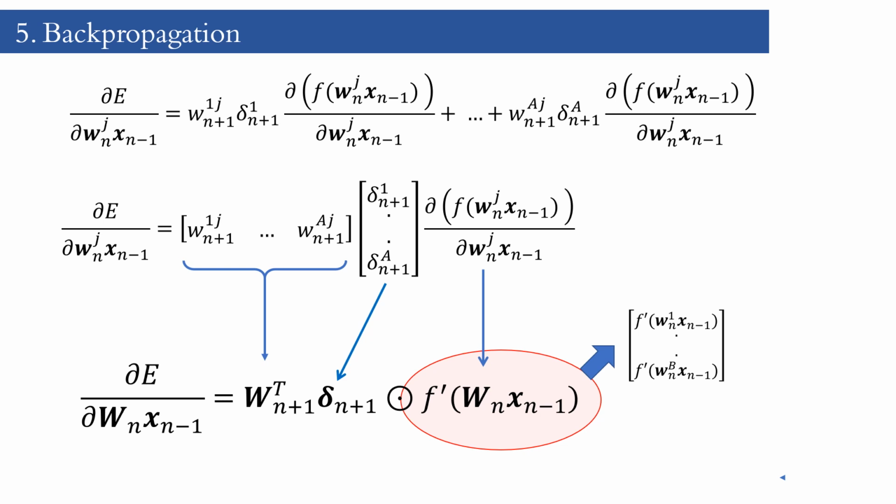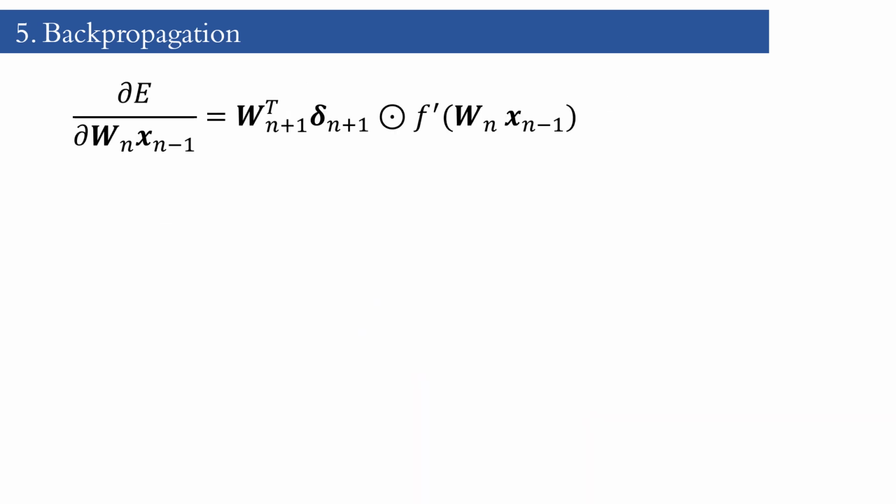This is consistent with the dimensionality of our previous result, because by multiplying Wn plus 1 transpose by delta n plus 1, we obtained a vector of size B. Because of that, we can do the element-wise multiplication. We now have an equation to calculate the derivative of the error with respect to Wn xn minus 1.